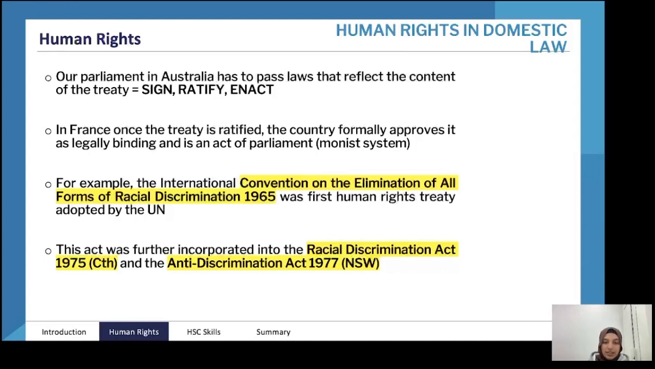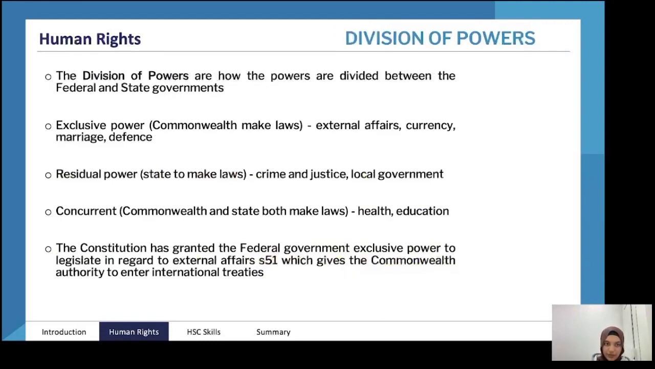So for example, the International Convention on the Elimination of All Forms of Racial Discrimination was the first human rights treaty adopted by the UN. This was further incorporated into the Racial Discrimination Act 1975 (Commonwealth) and the Anti-Discrimination Act 1977 (NSW). Then we've got the division of powers.